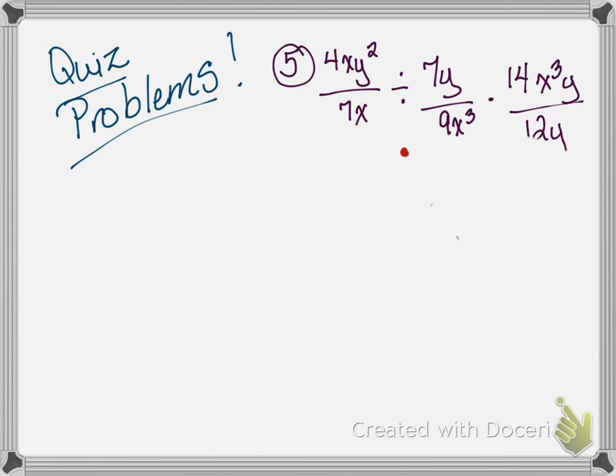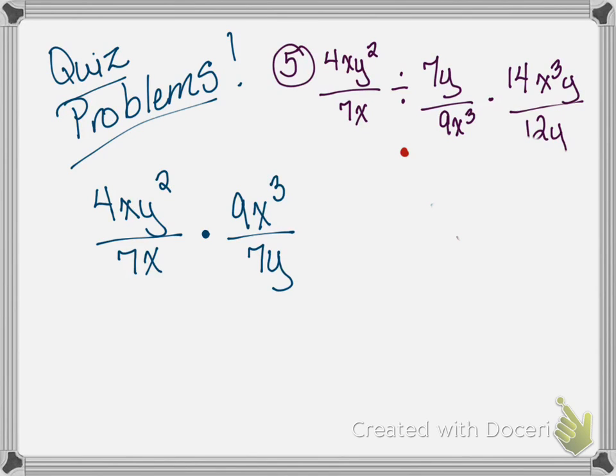Okay? So, I have 4xy squared over 7x times, and I only do the reciprocal on the fraction immediately following the division sign. I only do it immediately following that. So then I'm going to have 9x to the third over 7y. Okay? I keep the last one exactly the same, because I'm not dividing the last one. What am I doing? Multiplying.